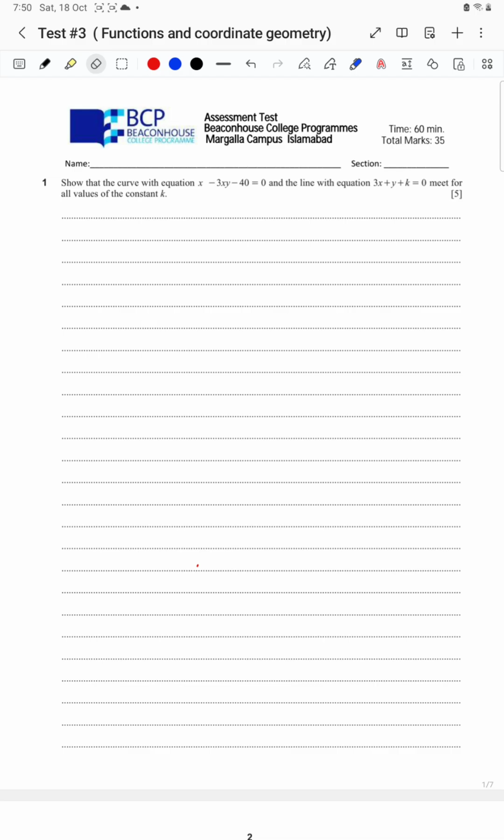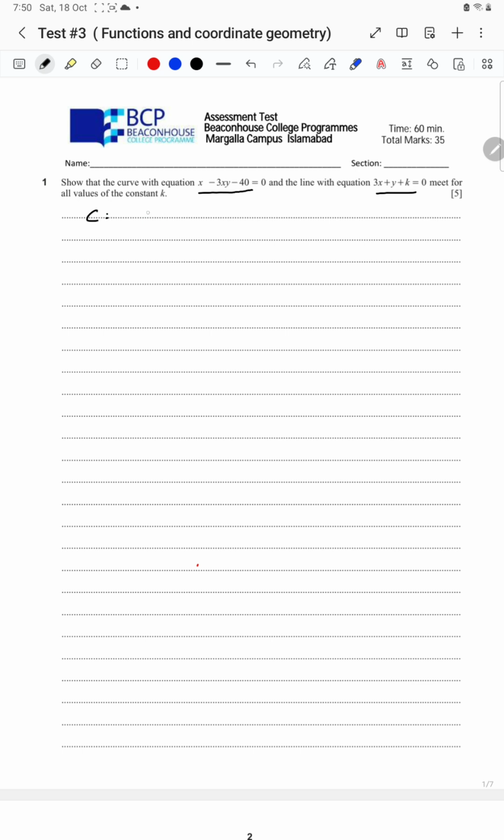Guys, the topic I'm going to solve for you is the test 3 I took as a bi-monthly, and the topics from which the questions come are functions and coordinate geometry. The first question says: show that the curve with the equation x minus 3xy minus 40 is equal to 0 and the line 3x plus y plus k equal to 0 meet for all values of k.